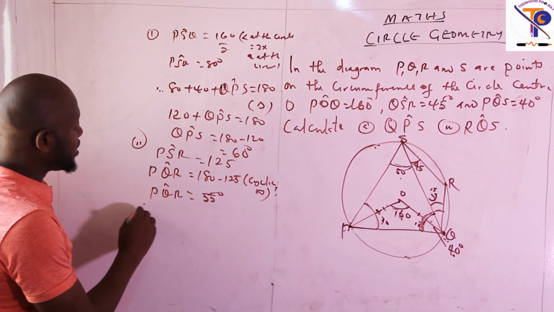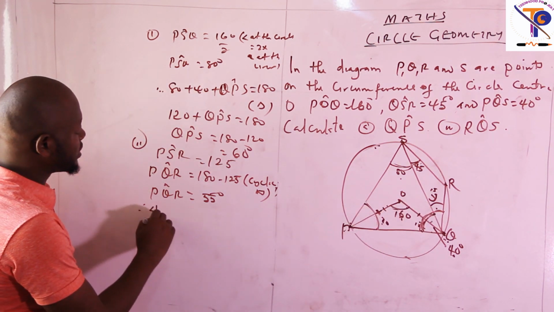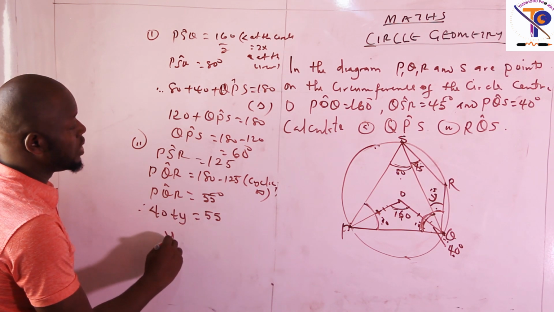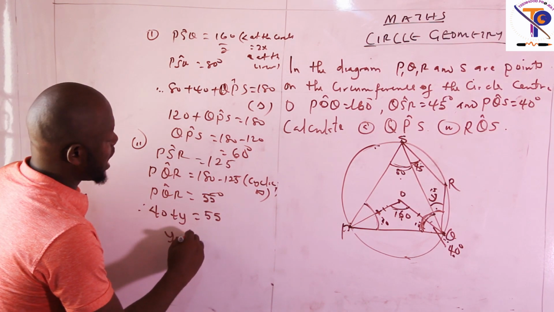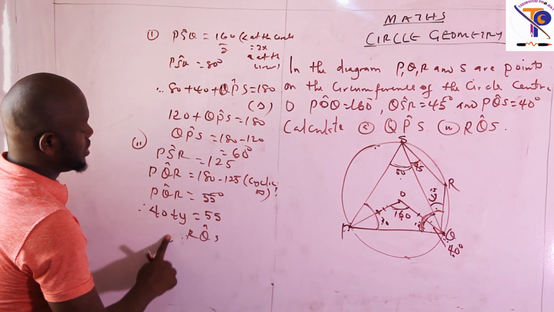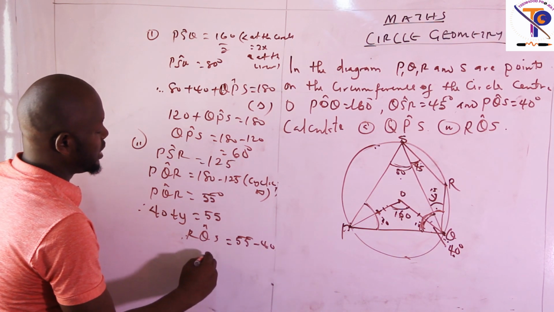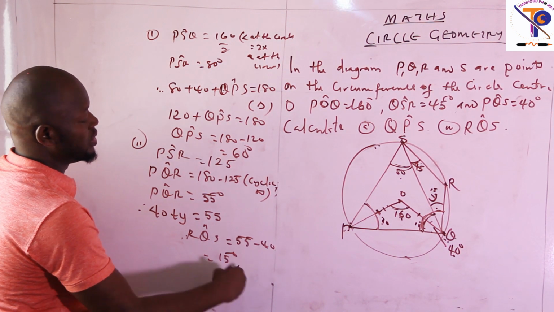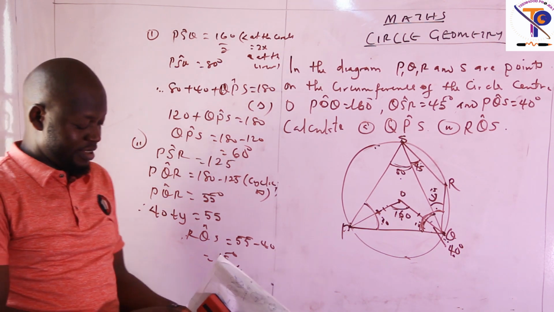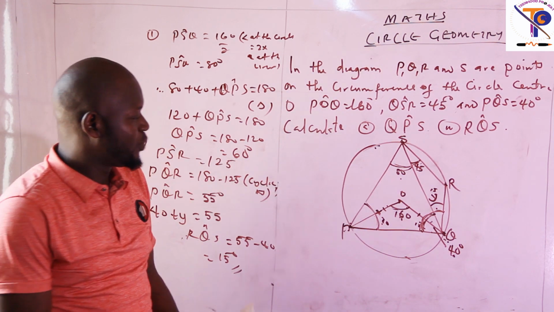So 55 degrees is a combination of 40 and y. So 40 plus y will be equal to 55 degrees. So y, or you call it RQS according to the question, is equal to 55 minus 40. That is 15 degrees. That's all. You have your full mark. Let me summarize. This was what we were given.